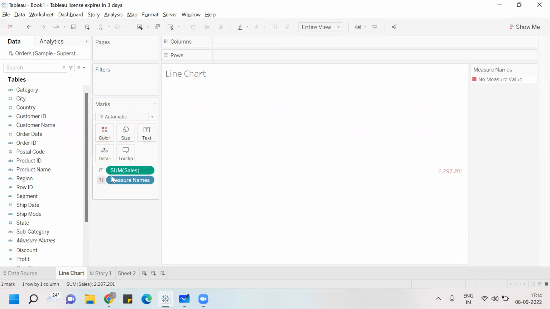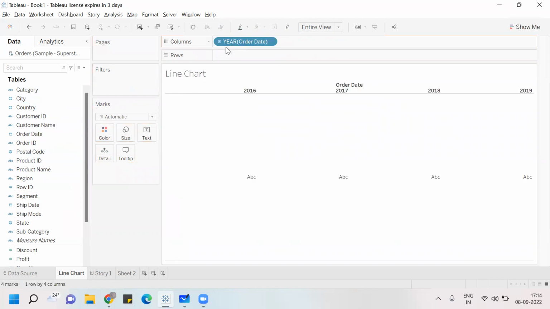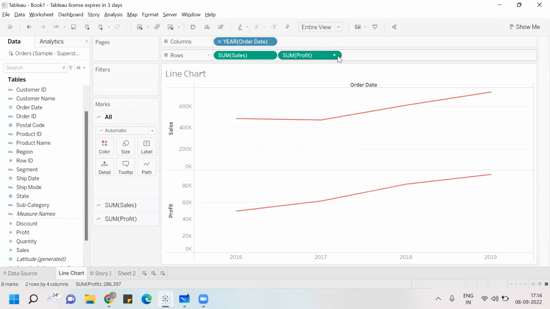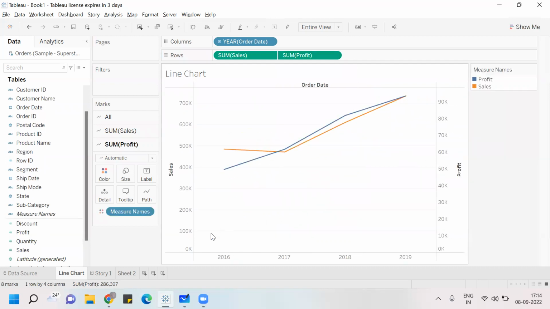Okay. So here, when I talked about data types and all, we discussed that if you put order date in column, and if you put sales under row, you know that you'll get a line diagram, right? Now, if you want to compare sales and profit of these years, you can put profit also under row, and just go and click on dual axis. So here you can make a comparison between sales and profit for different years. Okay, so this is one way to put profit here.